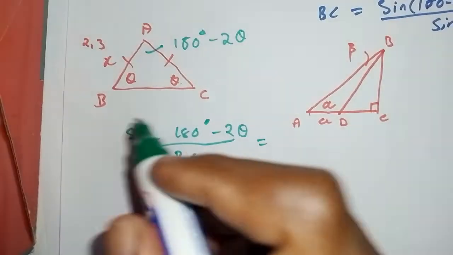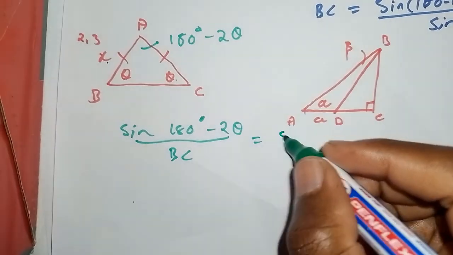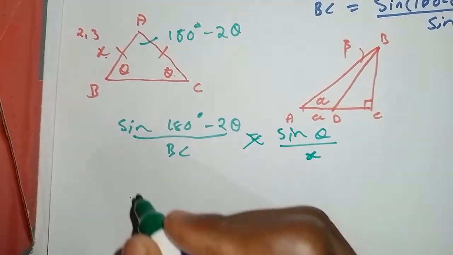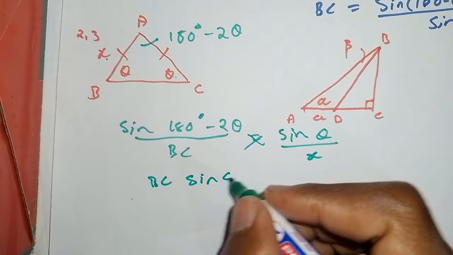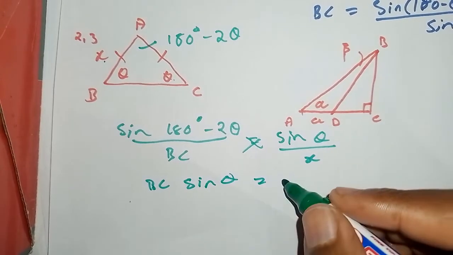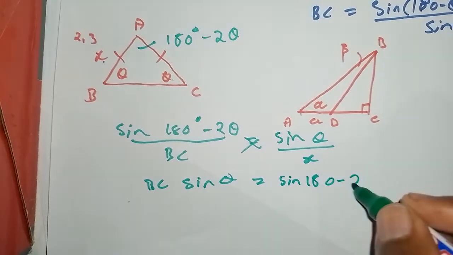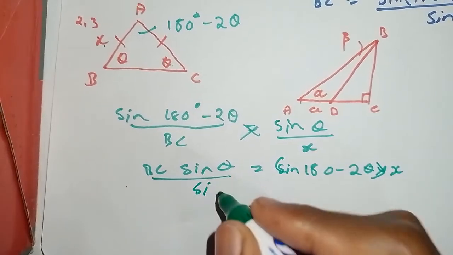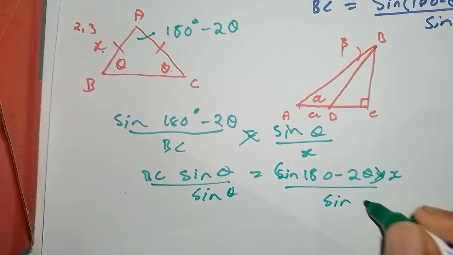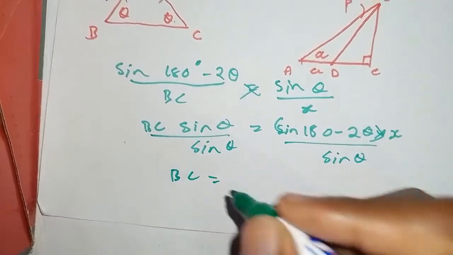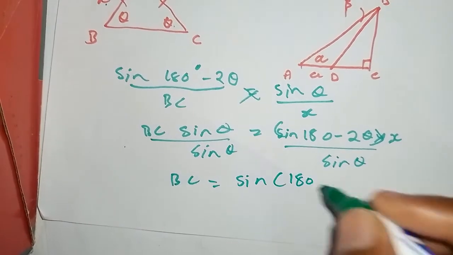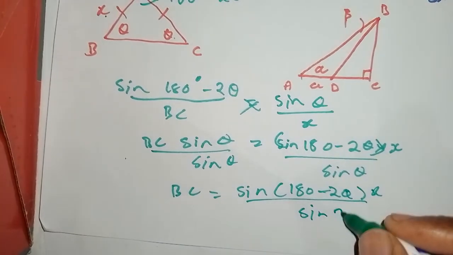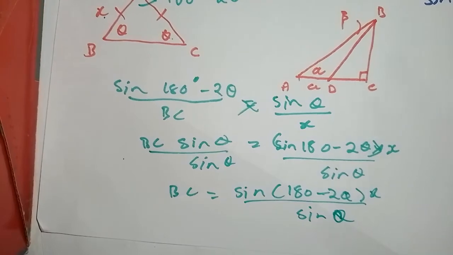This is equal to, I have this, which is AB, sine of the angle of AB is theta over the side x. Cross multiply, then BC sine theta is equal to sine of 180 degrees subtract 2 theta, multiply by x. Then divide by sine theta. Then your answer is BC is equal to sine of 180 degrees subtract 2 theta, multiply by x all over sine theta. Right, let's go to the next question.